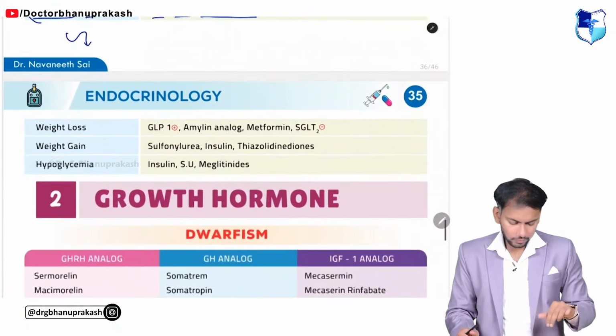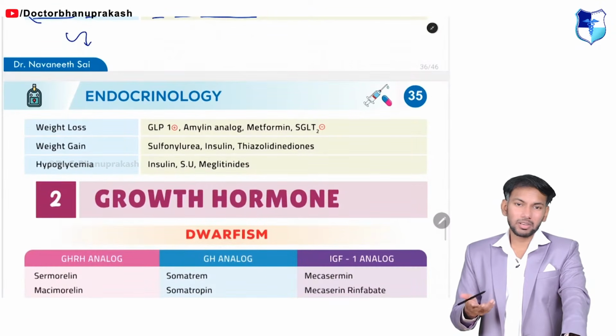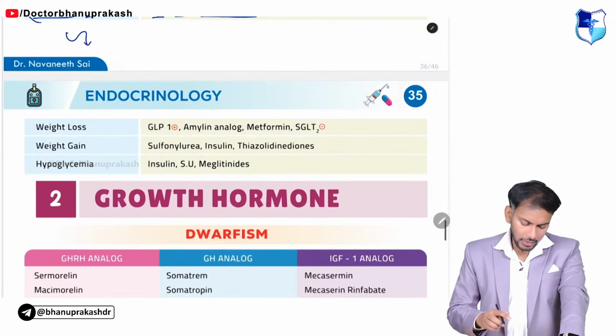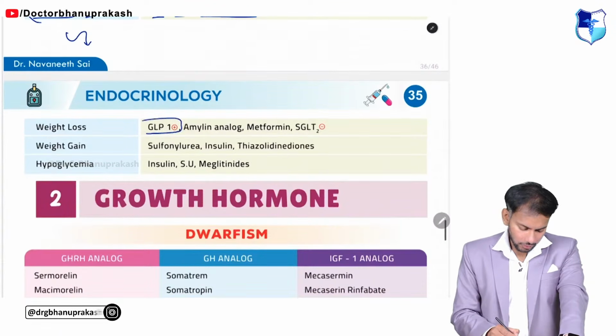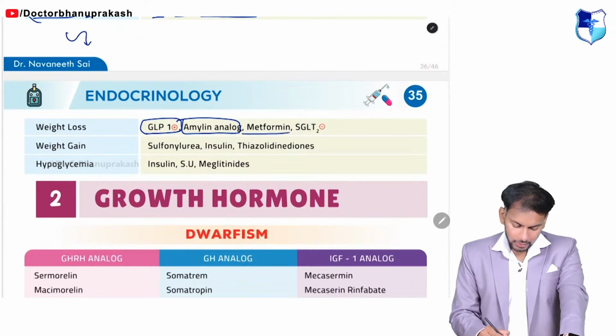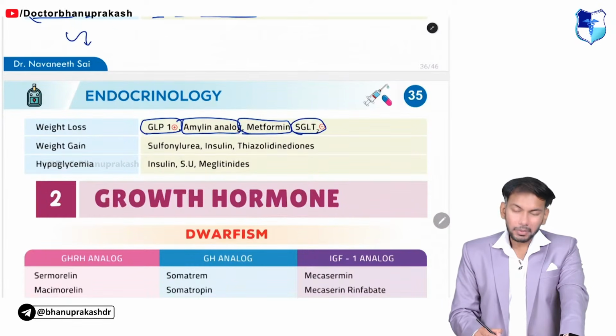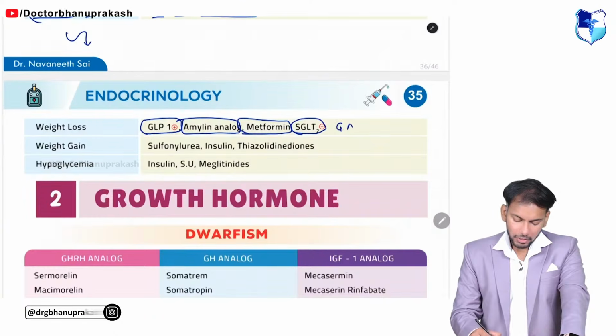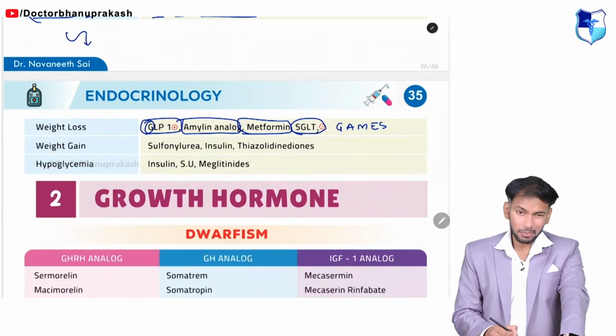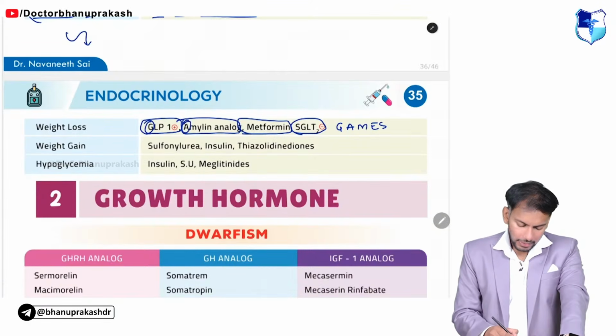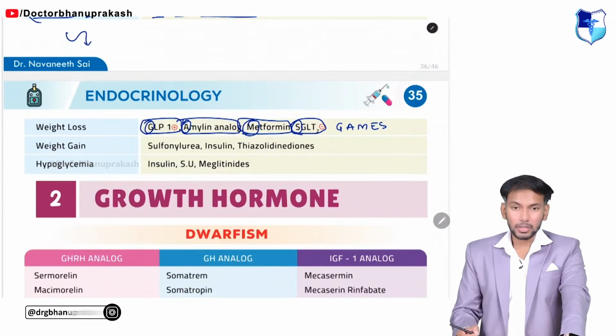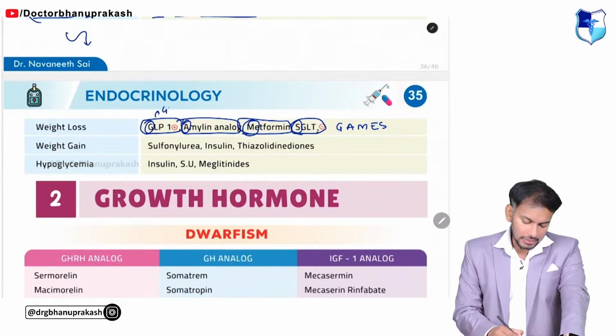Yes, that's all. So, there are some drugs that are causing weight loss. I have already told you about one of them. That is GLP-1 analog. It will cause weight loss. Amylin analog, pramlintide. Metformin, yes. SGLT2 inhibitors, it will cause weight loss. How can you remember this? When you play games, you will lose weight, isn't it? So, this is how you can remember. GLP-1 analog, amylin analog, metformin and SGLT2 inhibitor. Now, GLP-1 along with GIP is tirzepatide, that will also lose weight.